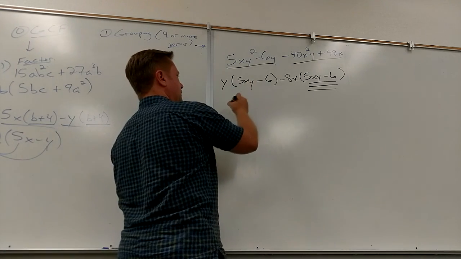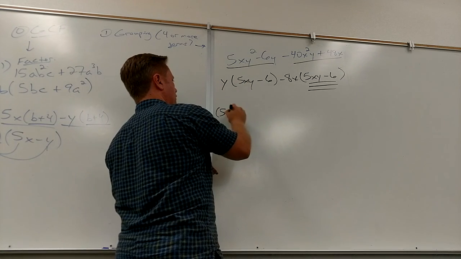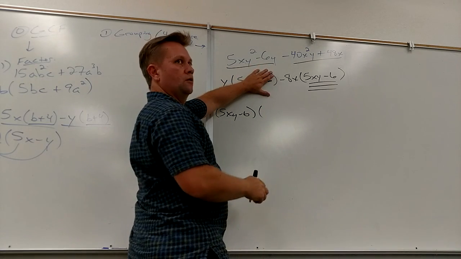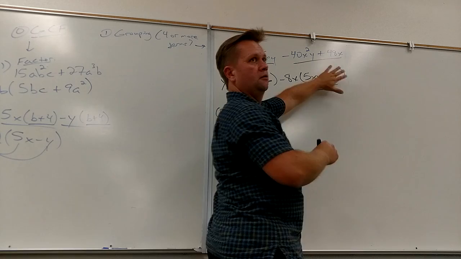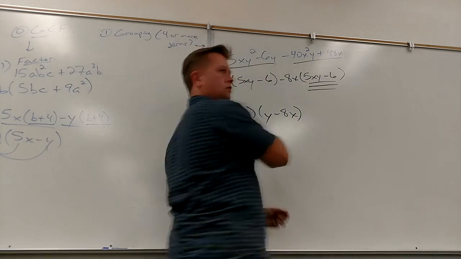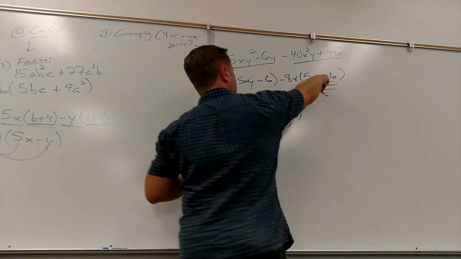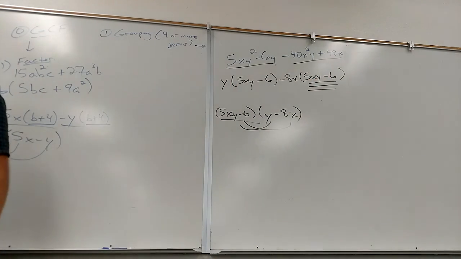So what comes out? 5xy. Yeah, that's 5xy by 6. That's what they both have. They both have that. So if I take it out, I'm left with y minus 8x. Check it. This times this is there. This times this is there. Bodacious.